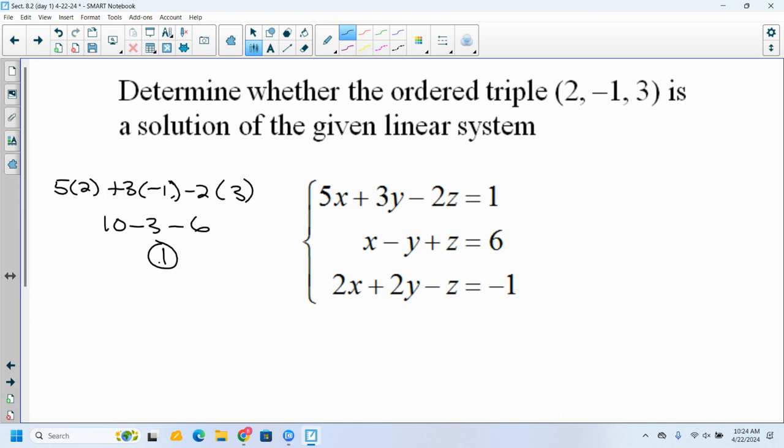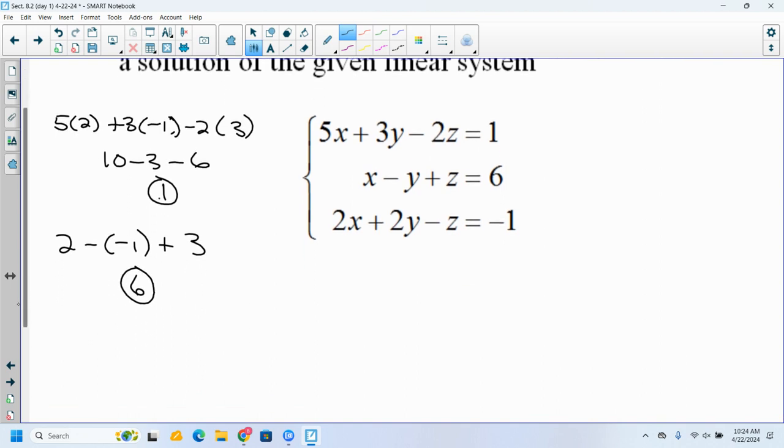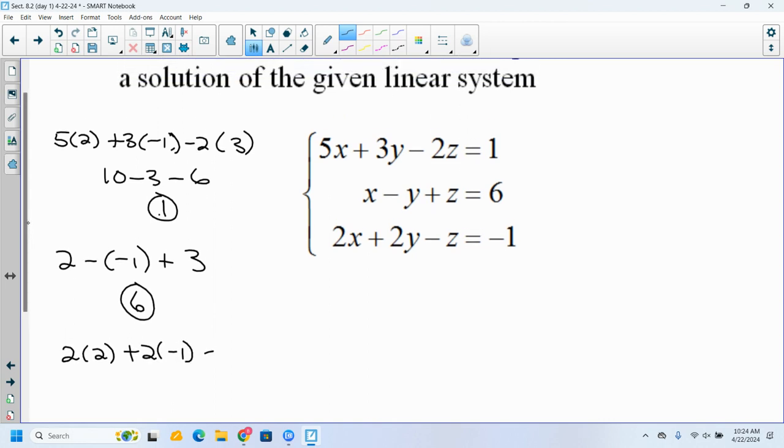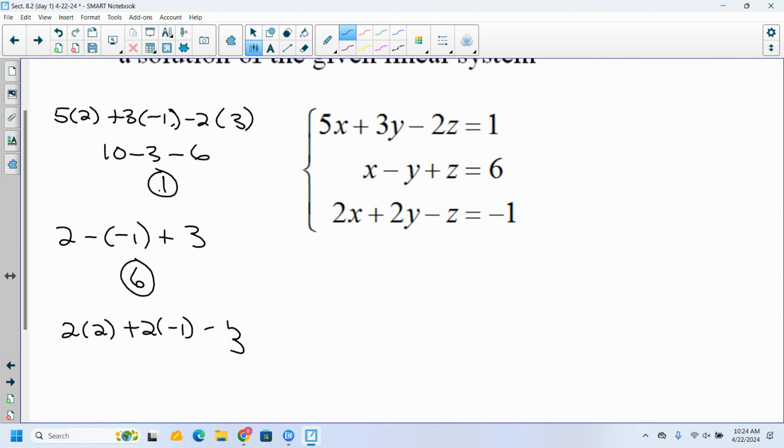If I plug in 2 here, minus negative 1 plus 3. 2 plus 1 is 3. 3 plus 3 is 6. Works there. And then I got 2 times 2 plus 2 times negative 1 minus, what is z again? 3. I get 4 minus 2 minus 3. I get negative 1. All right, so what can you tell me about that ordered triple? They call it ordered triple. Is it a solution? Yep, it's a solution.